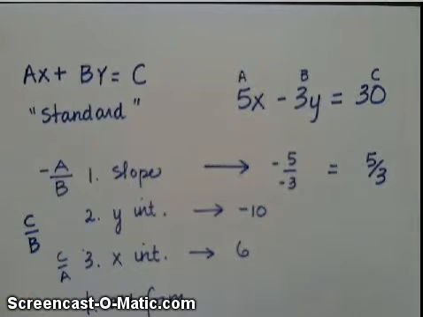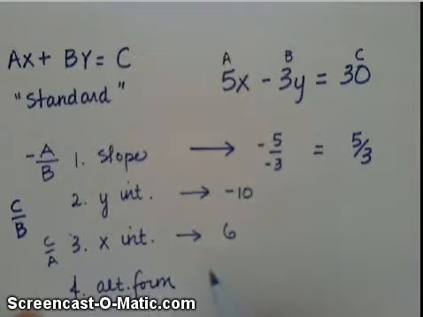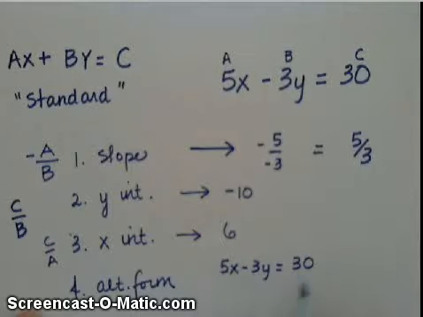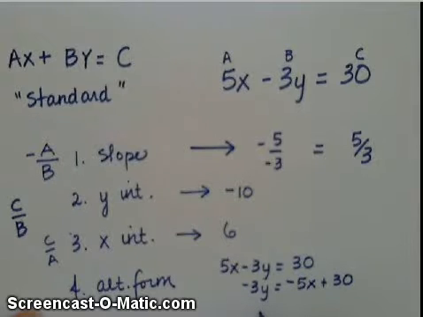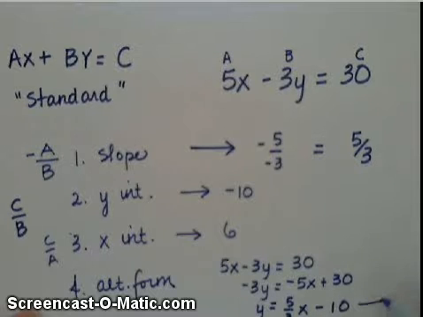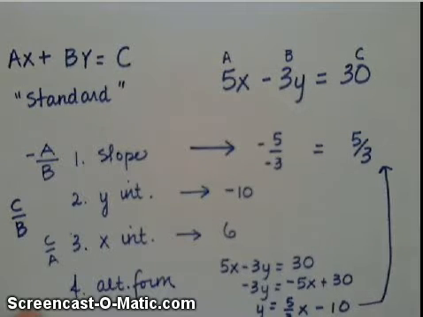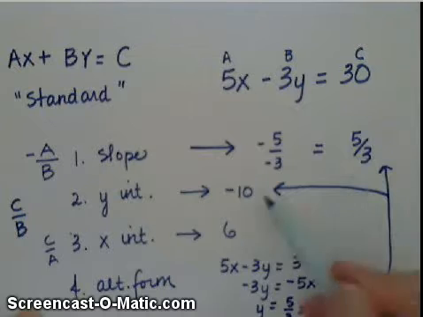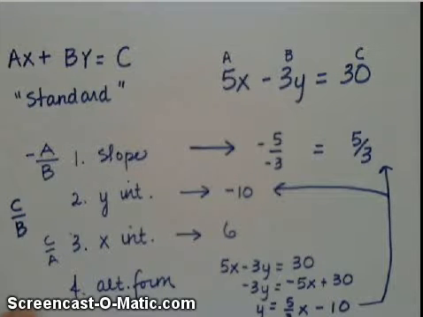And the alternate form for this equation is y equals mx plus b. So let's take this. 5x minus 3y is equal to 30. Let's take negative 3y equals negative 5x plus 30. Let's divide everything by negative 3. Y equals 5/3 x minus 10. And if you look, this will confirm and support what you got for both the slope and the y-intercept. Y equals mx plus b, 5/3 is the slope, minus 10 is b. The y-intercept is negative 10.